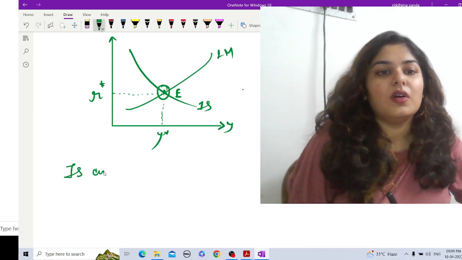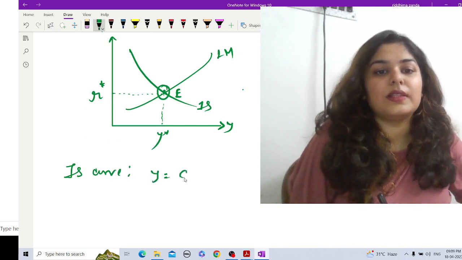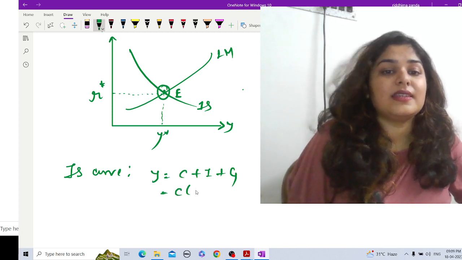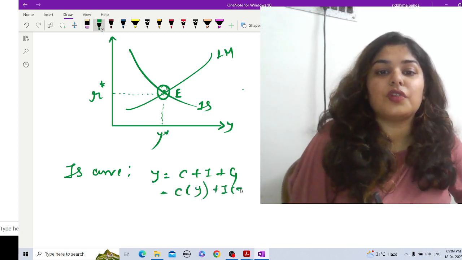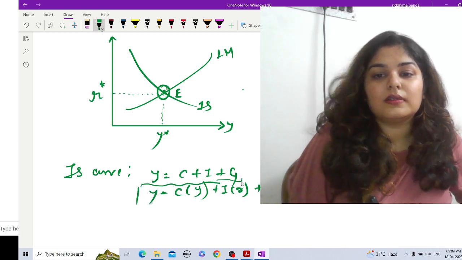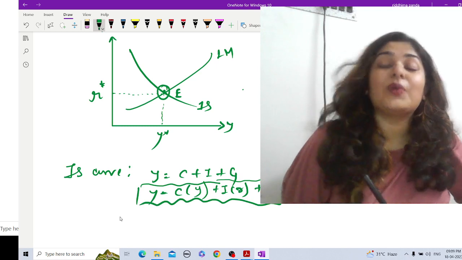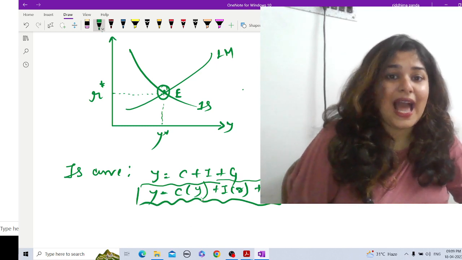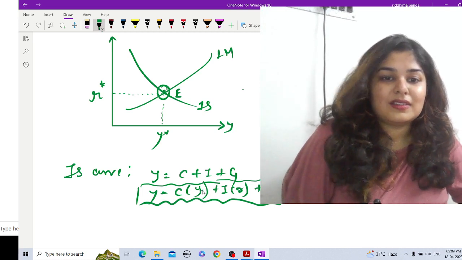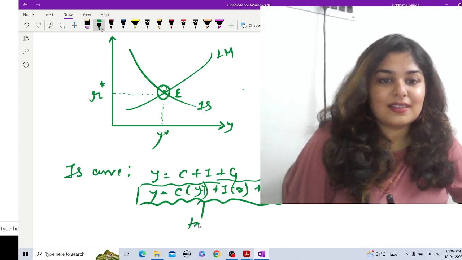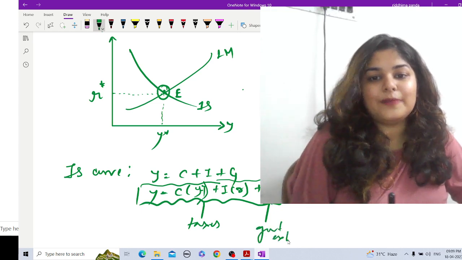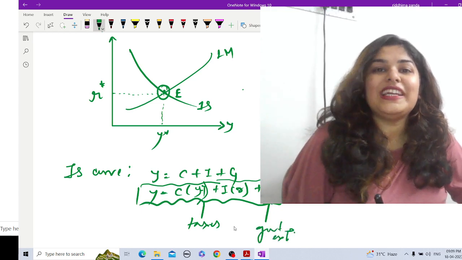Now let us quickly understand the equation of the IS curve. What is the equation of the IS curve? Y equals C plus I plus G, or in detail, C is a function of Y, I is a function of the rate of interest, and G is given exogenously. This is the equation of the IS curve. That means I can increase Y by changing taxes and government expenditure, because G and T are the parameters.